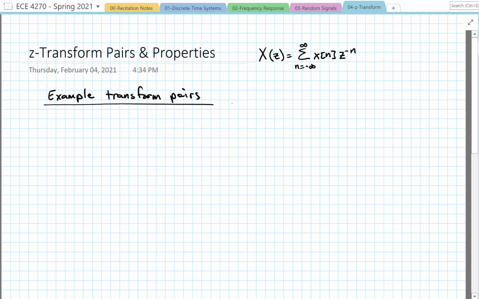And in the text, you can also see table 3.1 for a more complete group of Z-transform pairs.